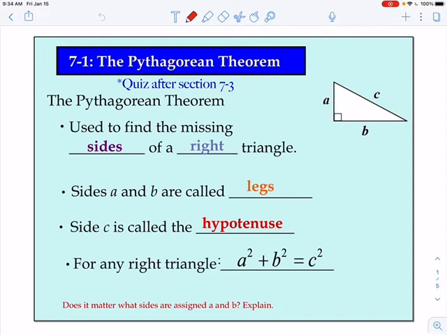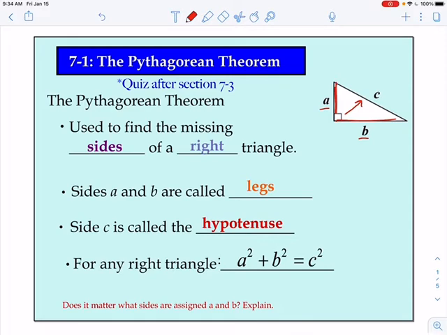Sides A and B are called legs. So again, in this picture up here, this side A and this side B are called your legs. And side C is the hypotenuse. And again, the hypotenuse is always the side directly opposite that right angle. Okay, so C is always opposite the right angle. And again, that's called the hypotenuse.